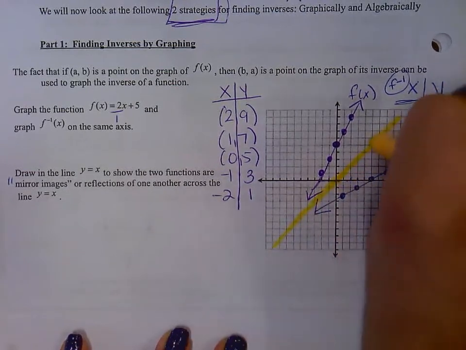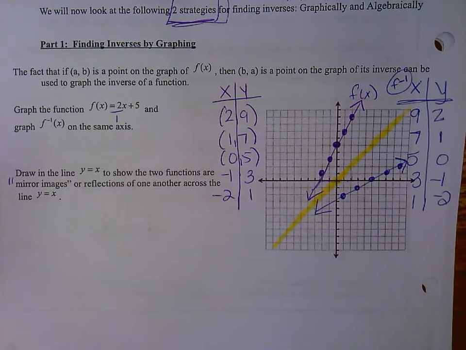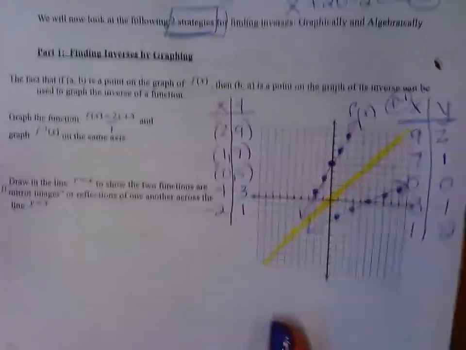See how if I use that as a mirror, if I fold this paper in half along the yellow line, my two lines would land on top of each other, right? So you just found an inverse by graphing. That's one out of the two ways that we're going to find inverses. Now you're going to try one.